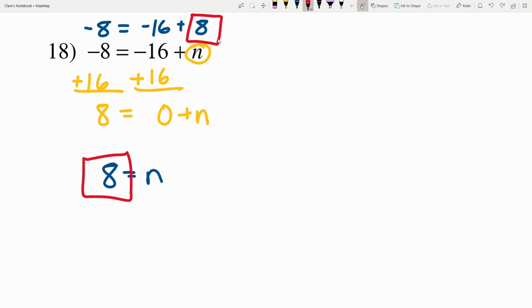And when I say true, it means if I plugged in any other number, let's say I plugged in 2 for n, negative 16 plus 2 gives me negative 14. That does not equal negative 8. But when n is 8, we do get negative 8 for negative 16 plus n.